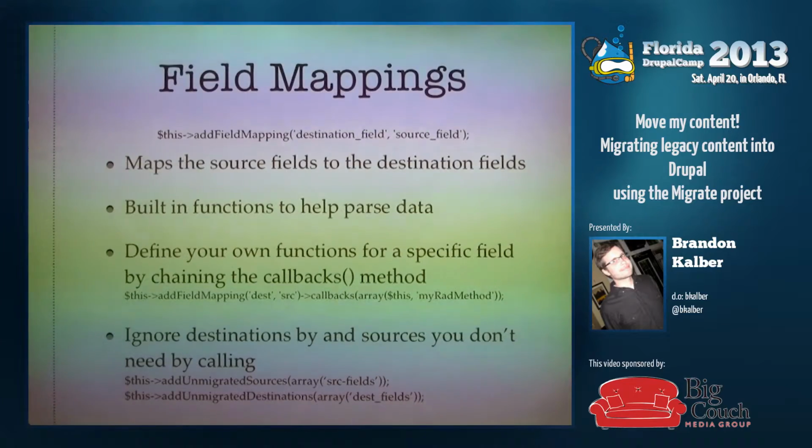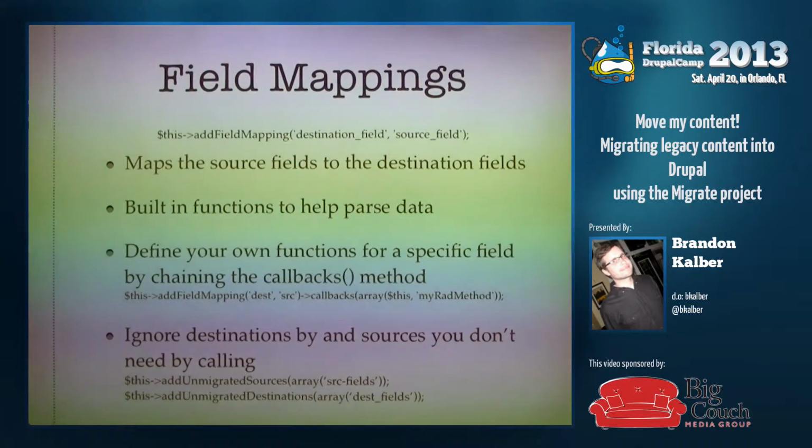So, if you're doing a migration, you don't always care about all the data in the source, and you may not necessarily need to map every Drupal field from the migration. If you just don't tell Migrate anything about them, it's going to throw errors all over the place and say, hey, you're missing this field. I don't know what to do with this. It's in your query, but I don't know where to put it.